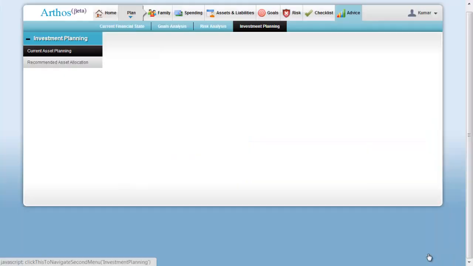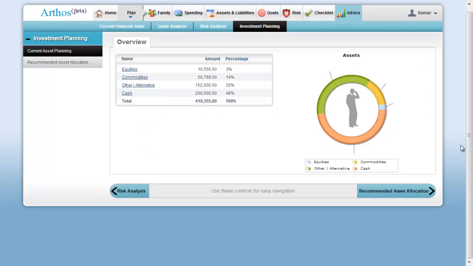Investment planning is the final step of your financial plan. In this section, we combine the information from current financial state, your goals, your risks, and the questionnaire that you have filled in to arrive at a risk appetite. Your risk appetite will then lead into a recommended asset allocation.